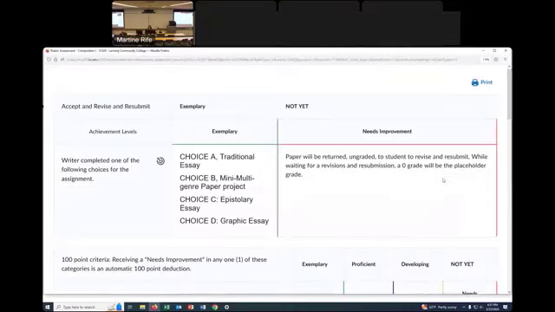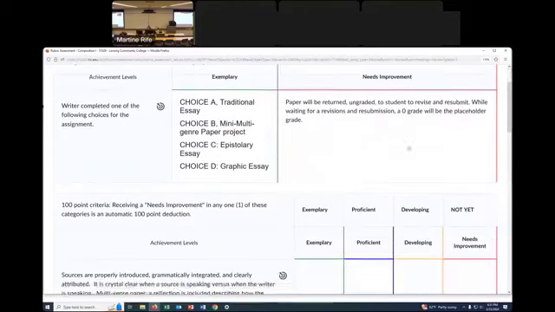So, did the person do one of these things? Okay, if they didn't do one of these 4 things, the paper will be returned. Usually I'll give it 5 points because they tried, and then if they don't revise and resubmit, then blah, blah, blah. This is like the other papers.